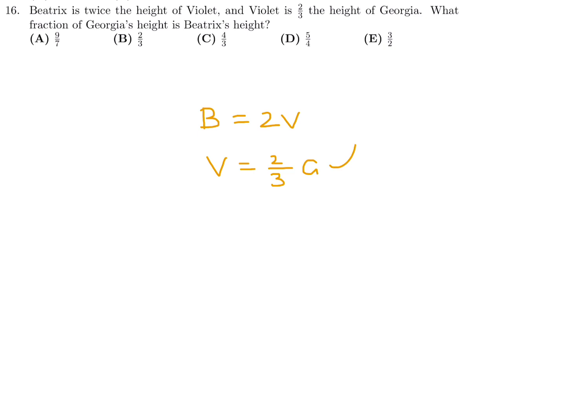So I guess I'll substitute this into there, and that would give me 2 times 2/3 G, and that would be 4/3 G. So B is 4/3 of G in terms of their heights. So number 16, the answer is C.